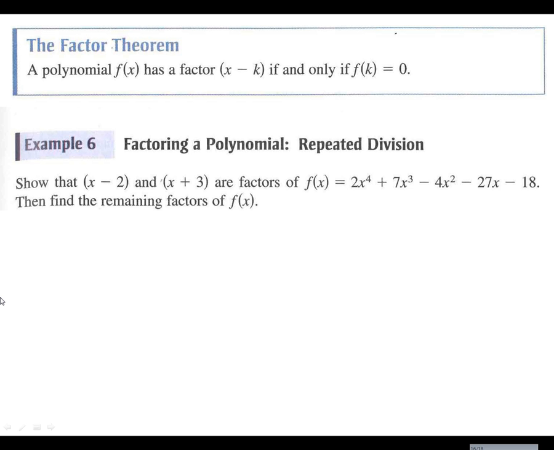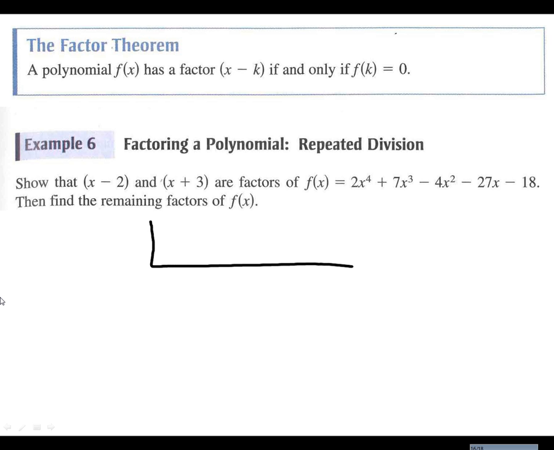All right, last problem. A polynomial has a factor x minus k if and only if f of k equals 0. That means it does not have a remainder. So let's try this example 6 and show that x minus 2 and x plus 3 are factors of this long polynomial.